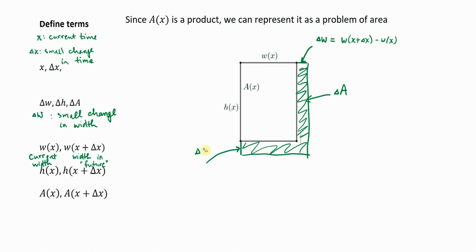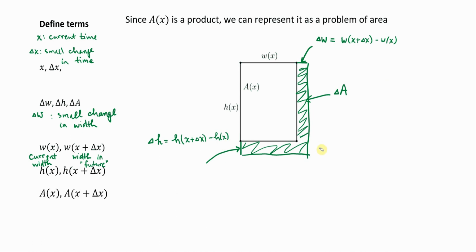Same thing here, delta H. Let me rewrite it over here, give myself a little bit more space. So delta H is just the height of this thing in the future, H of x plus delta x, minus H of x.